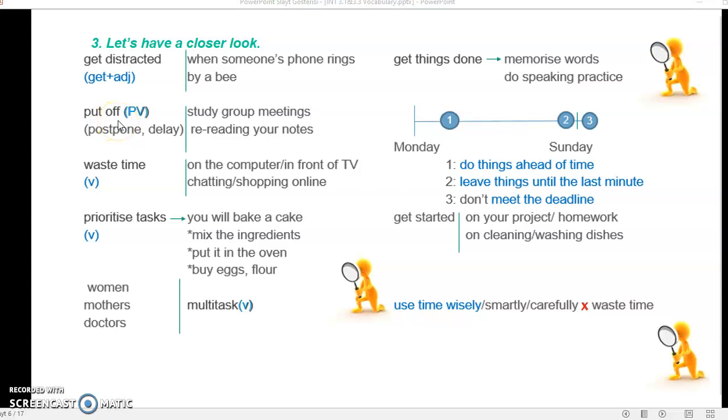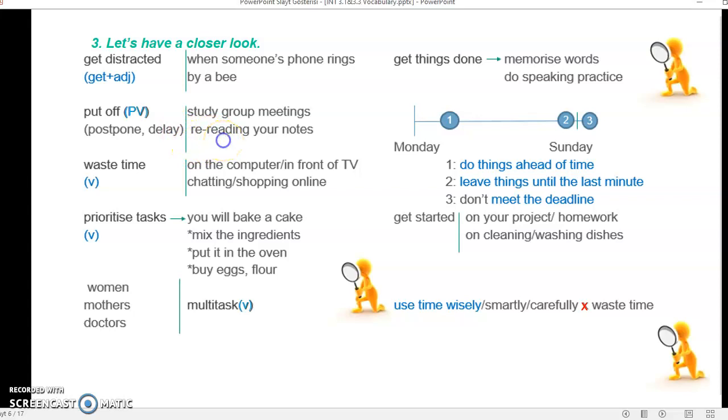The second one is put off. When you put off something, you delay them. For example, let's say you have a presentation, you have a group, you have some meetings, but you're very sick and you tell your friends, guys, let's do it later. So in this case, you put off your study group meetings. You do it for another time. Or you have to reread your notes before the exams, but you're very tired, so sometimes you put off rereading your notes.